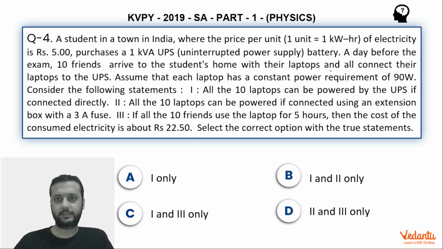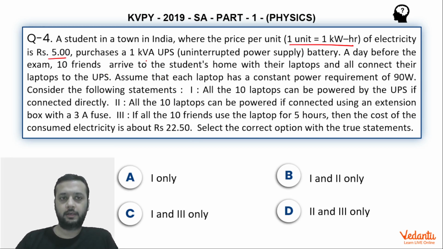First thing they have told is that when you consume 1 unit of electricity, so generally the household supply electricity, we measure in units. So what is 1 unit? 1 kilowatt hour is called 1 unit. Okay, so we'll see what is 1 kilowatt hour. So the price of 1 unit of electricity is rupees 5.